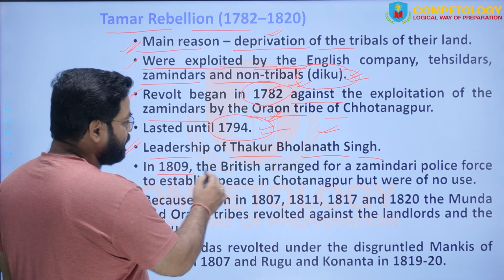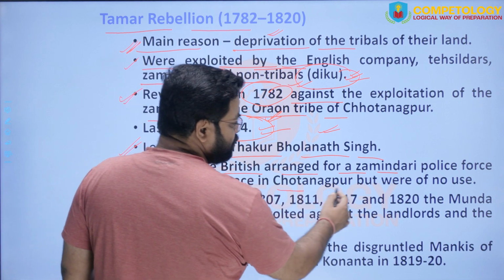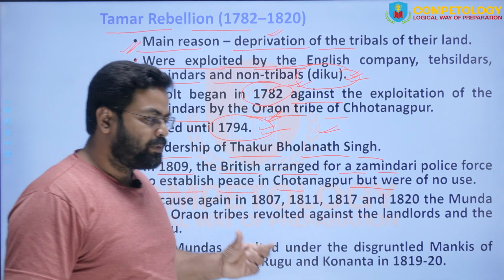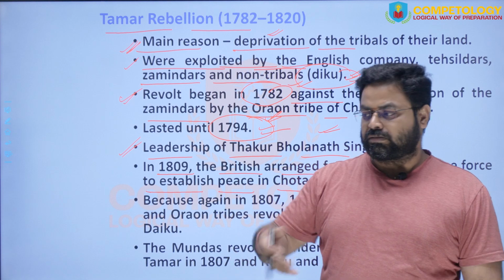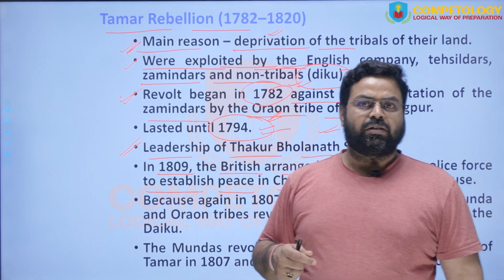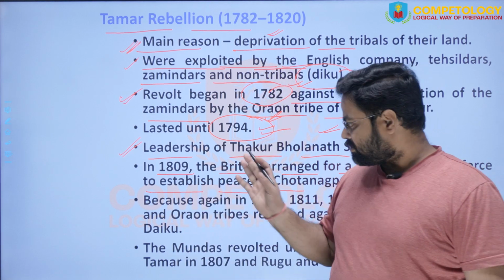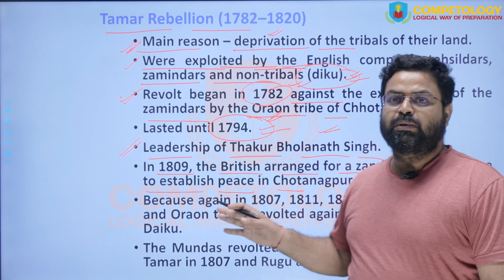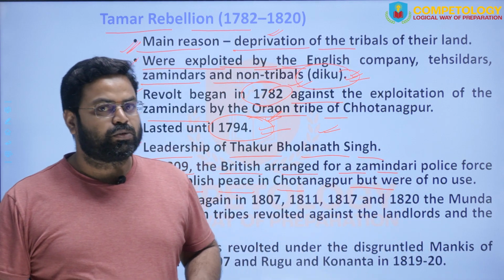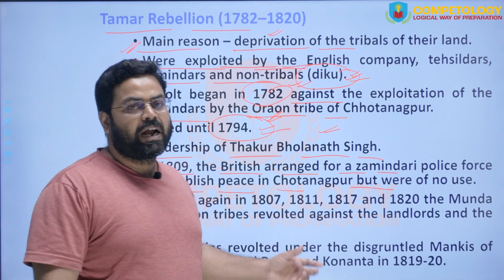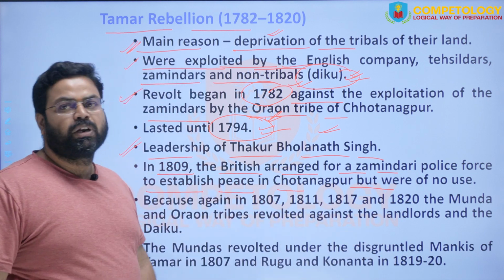And in 1809 the British arranged for a Jamindari police force to establish the peace in the Chota Nagpur, but this was of no use. So basically this Jamindari police force was a police force of Lathaits or some kind of this. Movies में भी हम लोग देखते हैं ना, that two gunmen with double barrel guns, where there is the Jamindars in the old movies. So likewise, that was the Jamindari police force which was established and which was there with the Jamindars to control any rebellion in any region. And for that matter, some part of the revenue was left with the Jamindars to maintain this Jamindari police, right?